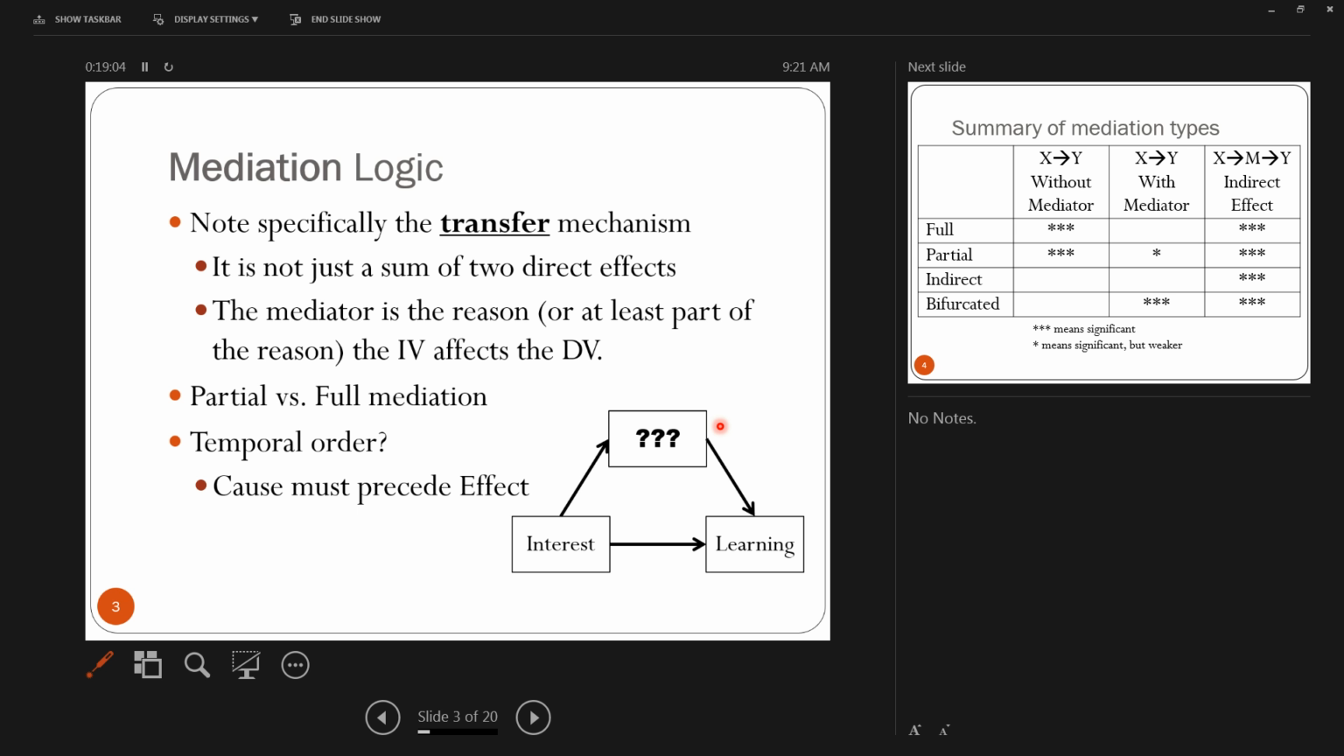And sometimes it's the other way. The negative effect goes through the mediator, and the positive effect is direct. But this is what's called bifurcation, where before there's no effect, and then after both are significant because there's a dual effect from the IV to the DV. Sounds like magic. It's just numbers, right?